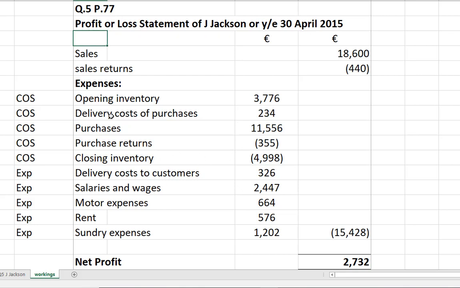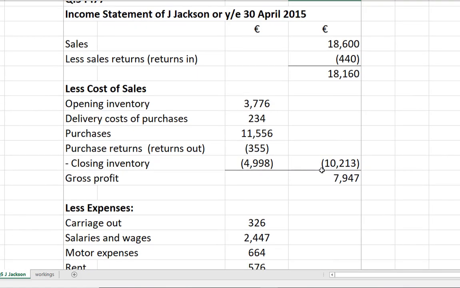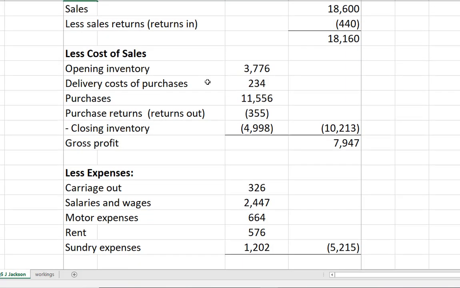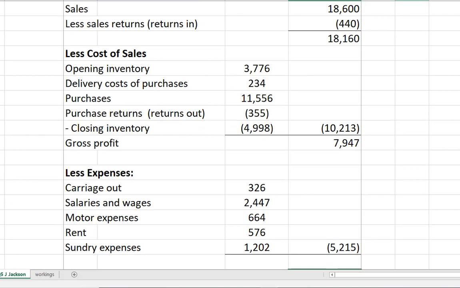But the proper profit and loss account has the cost of sales items grouped together in a subtotal for them. So basically all we're missing here is a subtotal for these. If we look at it, these add up to 10213, and these add up to 5215. So there's our cost of sales. So that's what your profit or loss account or statement should look like. And then profit is that.